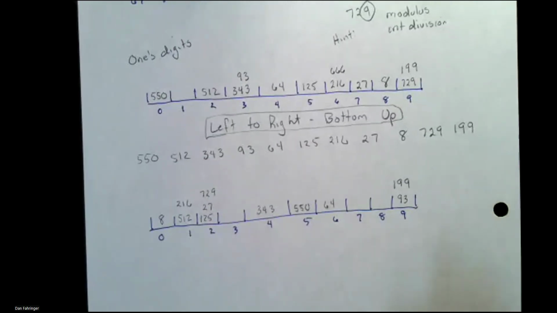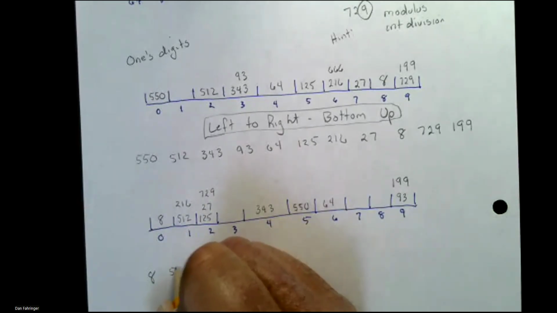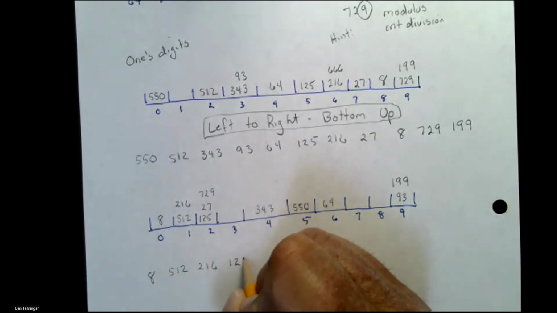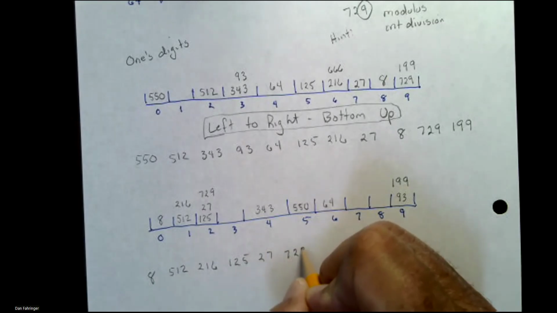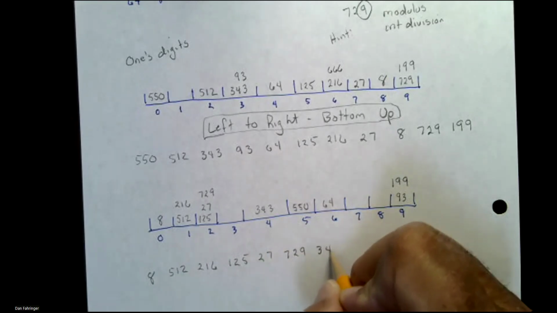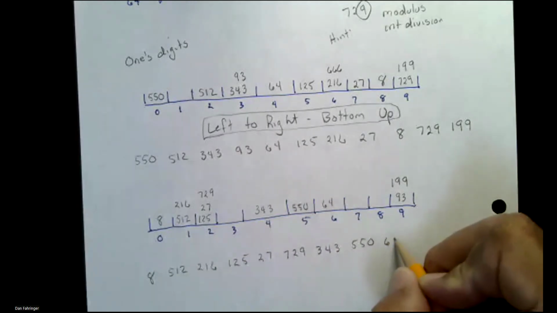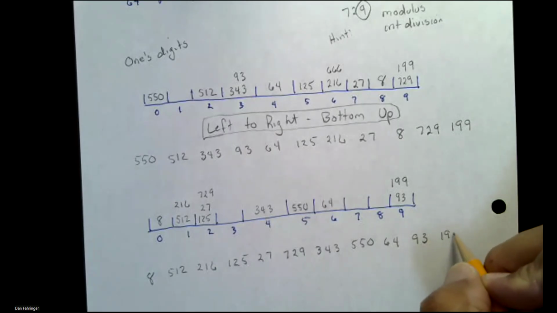Left to right, bottom up. 8, 512, 216, 125, 27, 729, 343, 550, 64, 93, and 199.